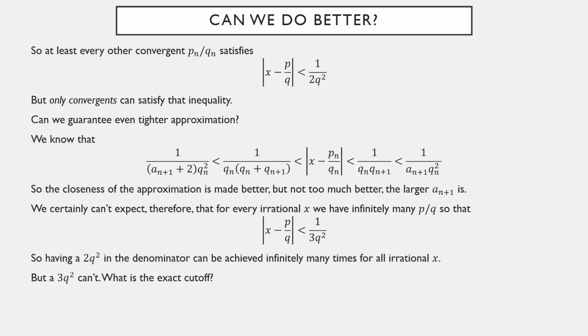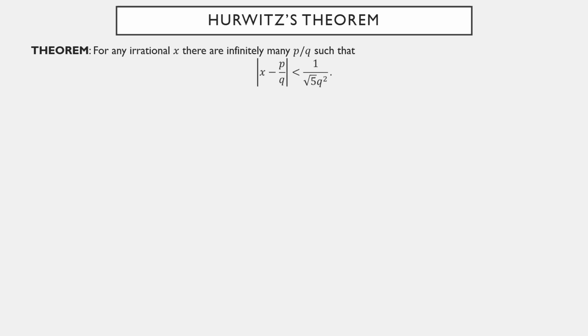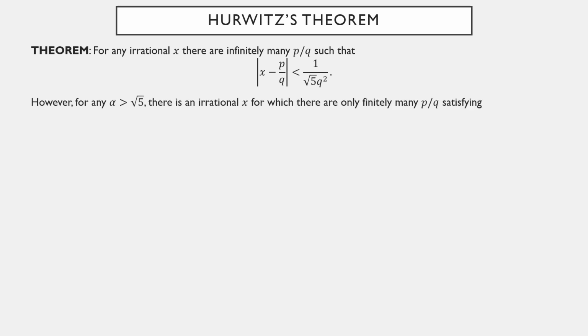So what's the exact cutoff? Somewhere between 2 and 3, is there a number that can be achieved infinitely many times for any irrational number, but larger values can't? Well, here's what Hurwitz's theorem says precisely. For any irrational x, there are infinitely many rational numbers p over q, so that the distance of x to p over q is less than 1 over the square root of 5 times q squared. But also, if you tried to put something larger than root 5 down there, you can find an irrational x for which there are only finitely many rational numbers satisfying this inequality.